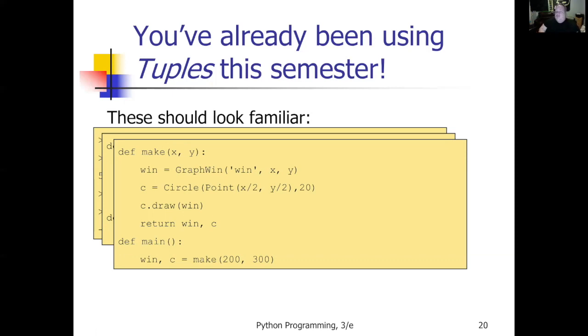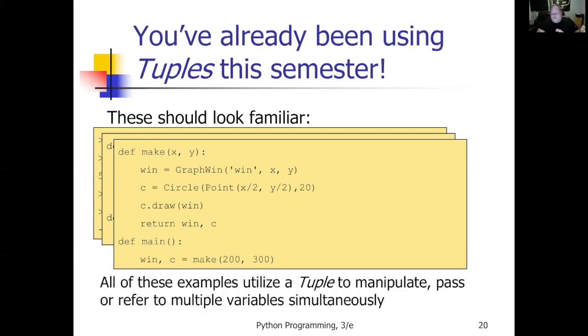This is something you did for programming exercise 2-3 and earlier programming exercises in labs, and absolutely this is something that you need to do for lab 2-3 and milestone 2. We're going to be having functions that return more than one value or that get passed more than one argument. Those are tuples as well. So all of these examples utilize a tuple in some way to manipulate, pass, or refer to multiple variables at once. All right, that is our discussion on tuples. And we will move on, take the quiz on this one, and move on and watch the other video.